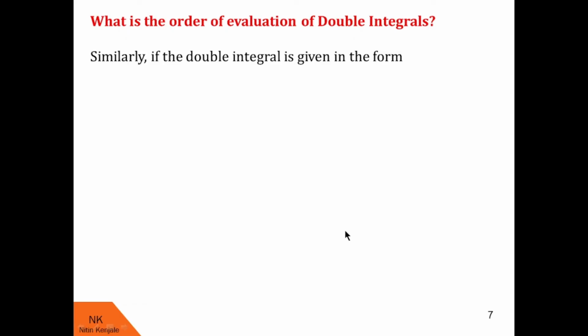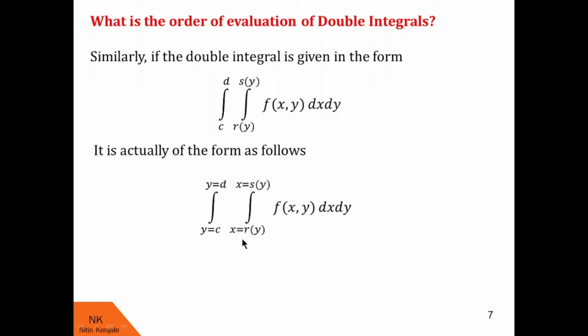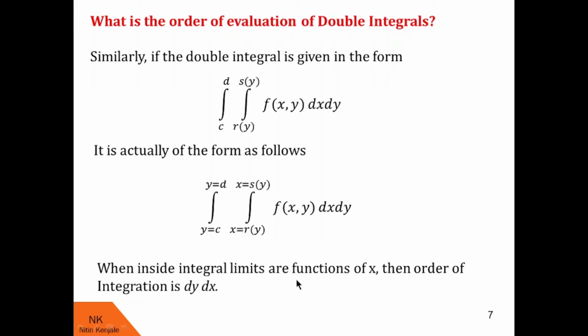Similarly, if the double integral is given in this form, which is actually of this type, that means inside integral limits are in terms of y and outside integral limits are constant, then the order of evaluation is dx first and then dy. I hope you understood what is the order of evaluation of double integrals. Now, let us see examples.